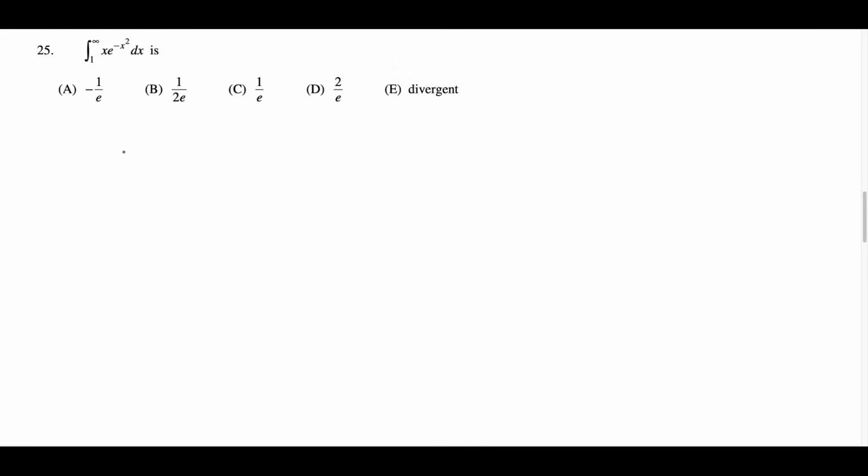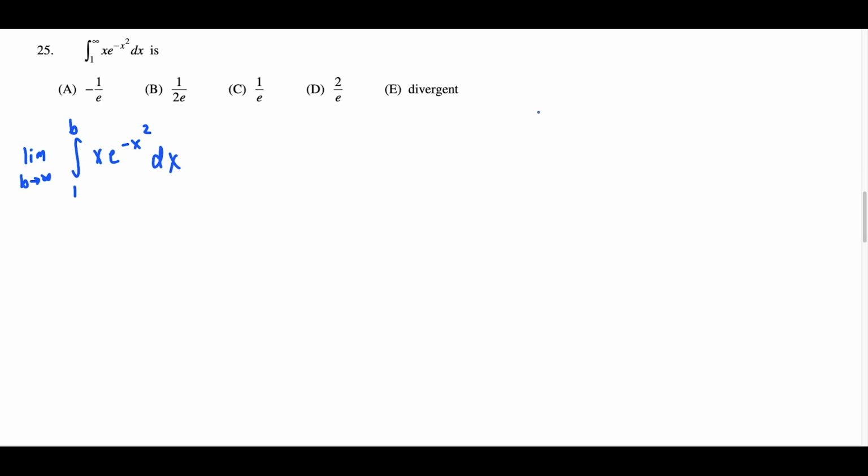So for question 25 here, we just have to go through the process of evaluating an improper integral. So this integral from 1 to infinity, we're going to write as the integral from 1 to b, and we're taking the limit as b goes to infinity. And we have x e to the negative x squared. And what I want to do here is do most of the work. Oh yeah, let's not forget this dx.